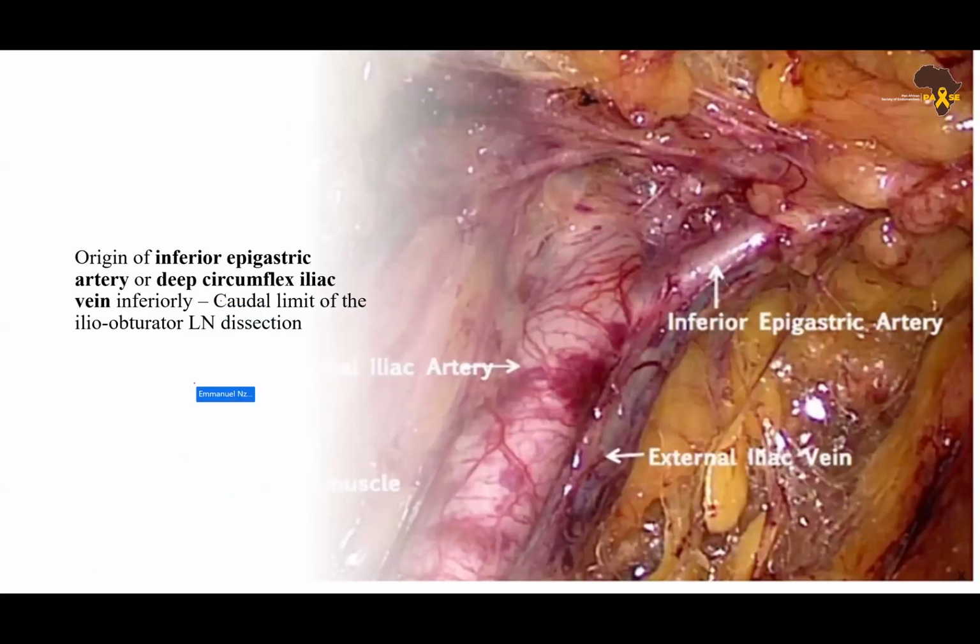The origin of the inferior epigastric vessel is the one that we have to be focused on, because this vessel and the deep circumflex iliac vein anteriorly are the caudal limit of this, but that vessel is out of the pelvis area of interest in endometriosis for us.